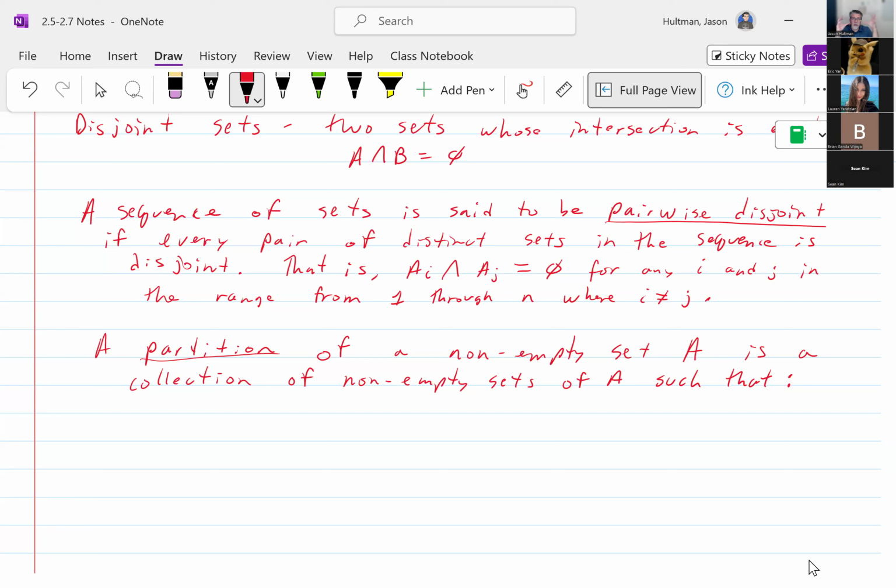You take a bunch of elements in the set and you say, these two go over here, these three go over here, these four go over here, and there's no overlap. That's what it means to be pairwise disjoint. Any intersection between any of the pieces that I'm partitioning off has zero overlap.